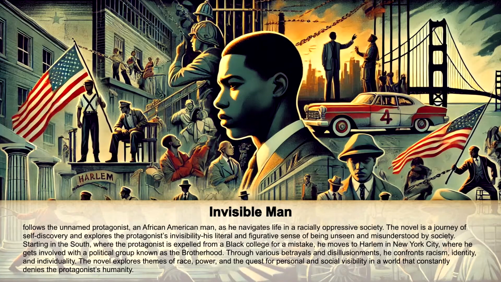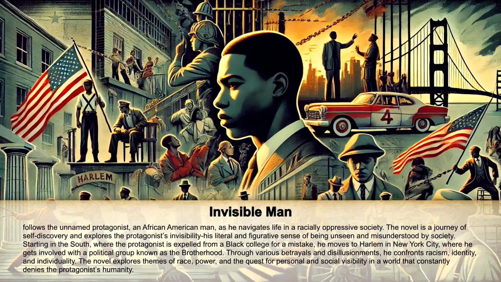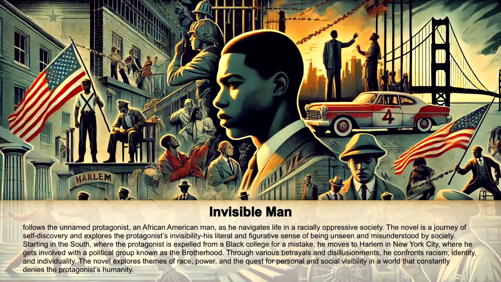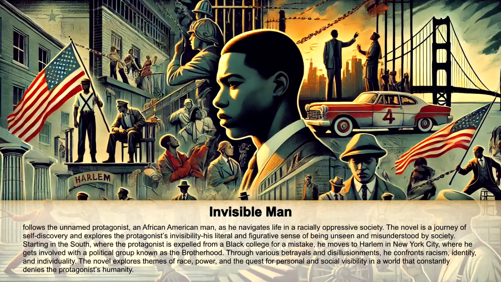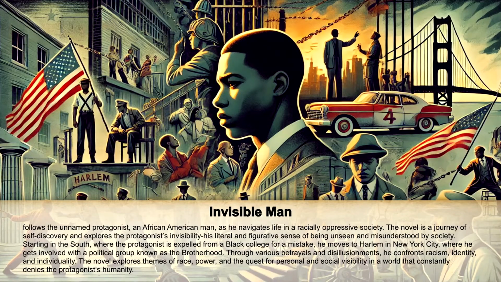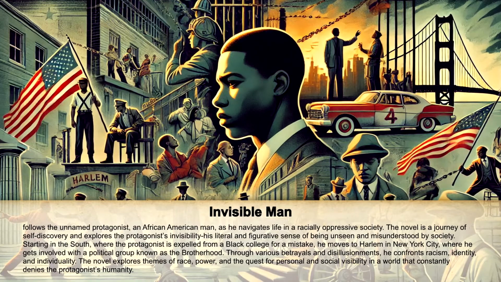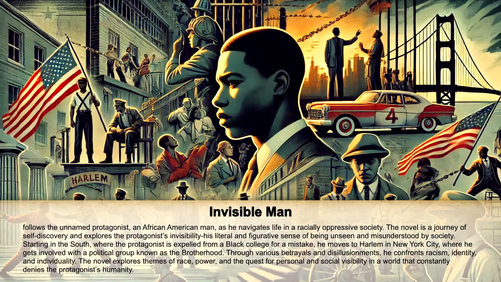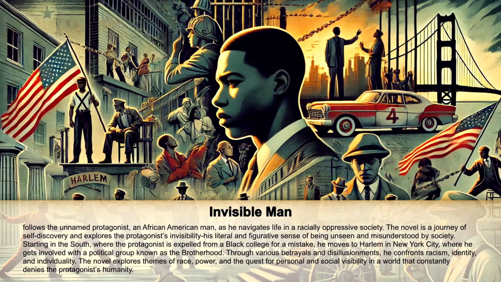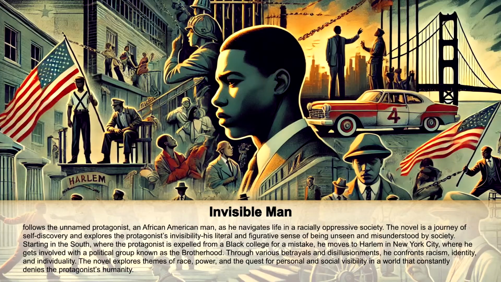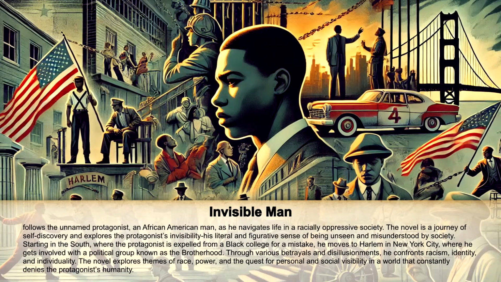The novel is a journey of self-discovery and explores the protagonist's invisibility, his literal and figurative sense of being unseen and misunderstood by society. Starting in the South, where the protagonist is expelled from a black college for a mistake, he moves to Harlem in New York City, where he gets involved with a political group known as the Brotherhood. Through various betrayals and disillusionments, he confronts racism, identity, and individuality.